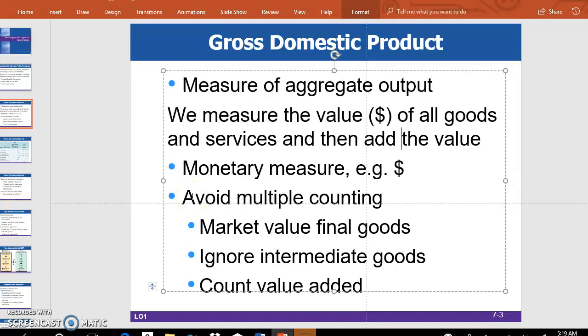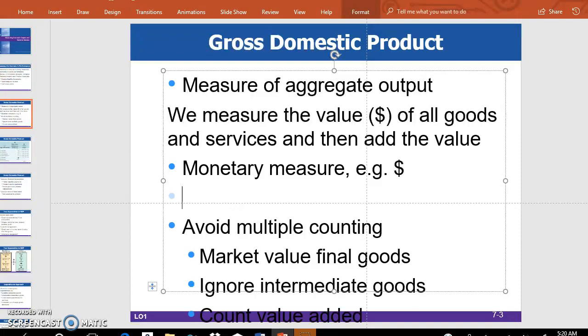Now what about measuring in dollars? This is because we have many different types of goods in the economy. So suppose we have two computers and some other products, right? Now how do we add the value of two computers and three tables, for example? We cannot simply add them, because these are two different types of things. Computers are different from tables.